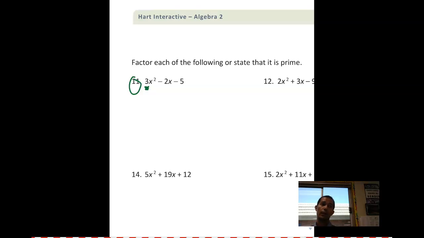If there is a number that's not a 1 in front of the x squared term, the first step starts the same way. We just draw an x. So on the top, we always write down the number where the first and last terms multiply. So that would be -15. On the bottom always goes the middle number, which is a -2.